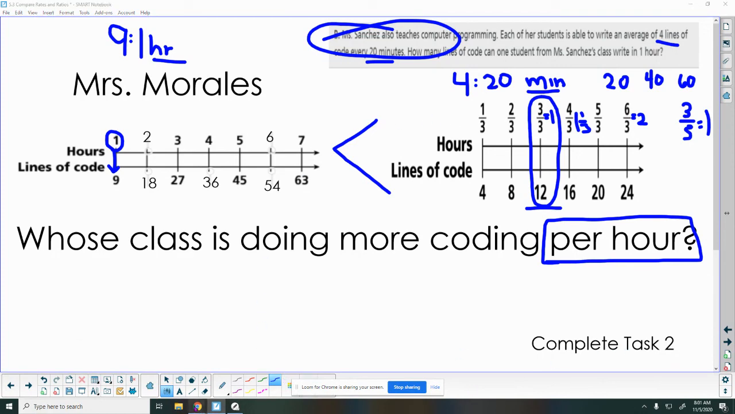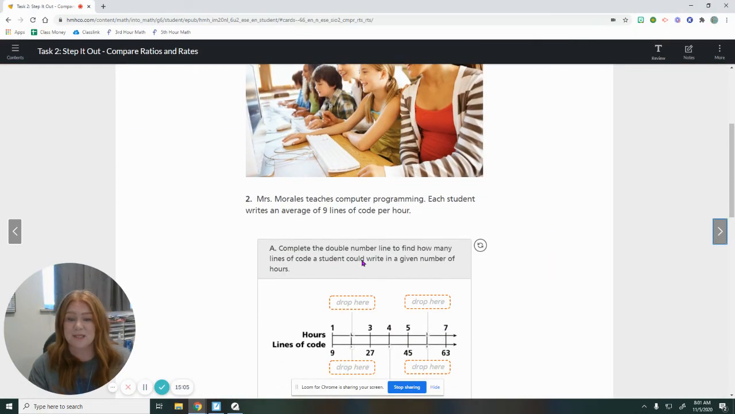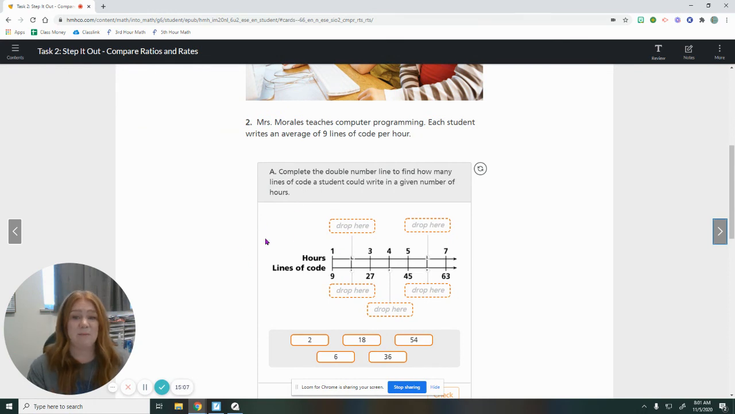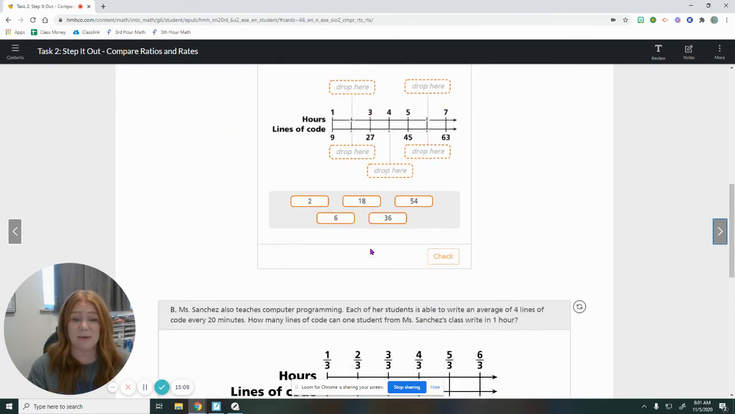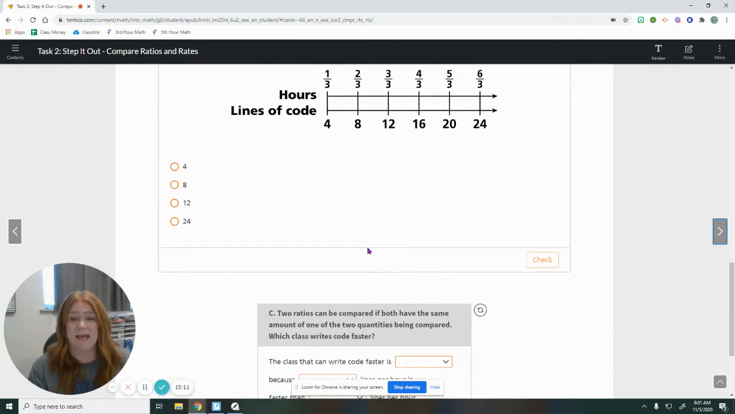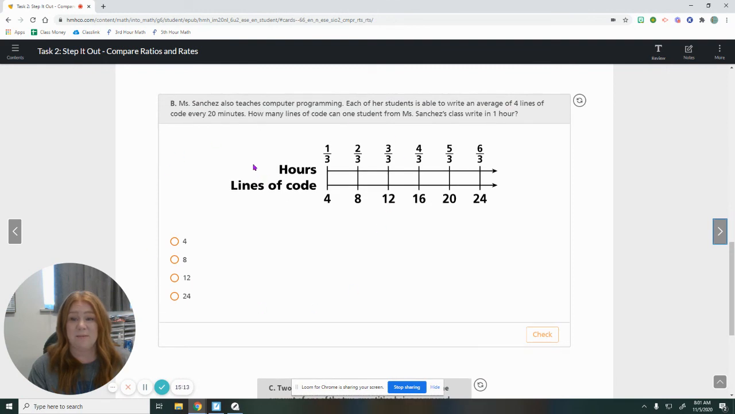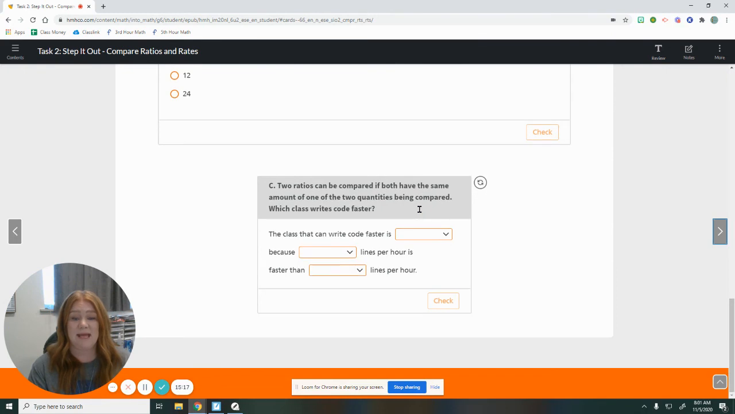So let's go ahead and look at task 2. So task 2, you're going to complete Mrs. Morales's double number line. And then you're going to see how much Mrs. Sanchez does in an hour and tell me whose class is faster.